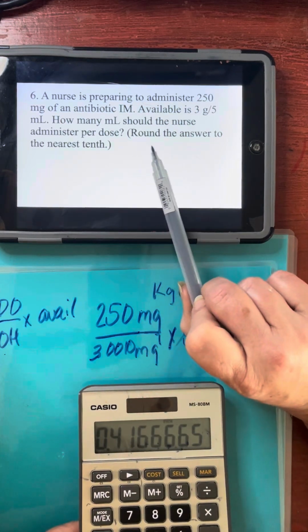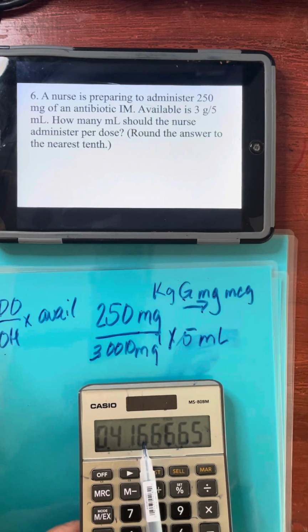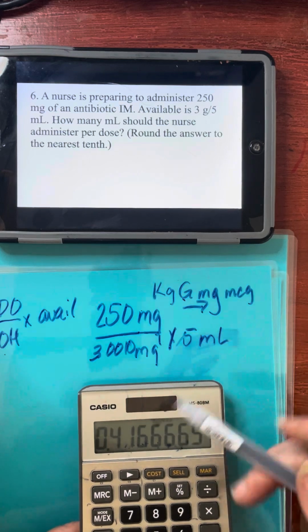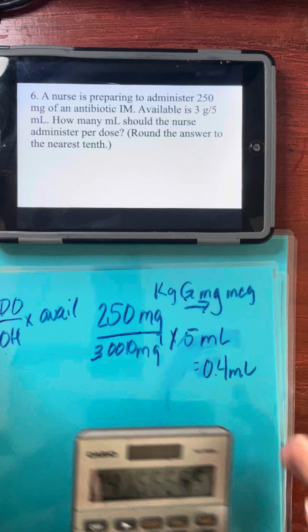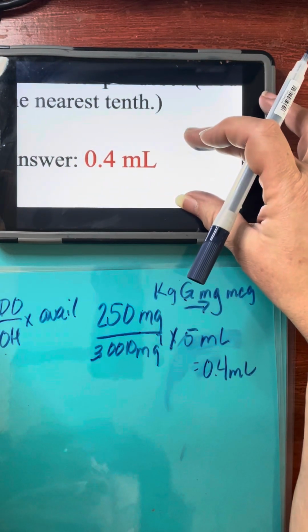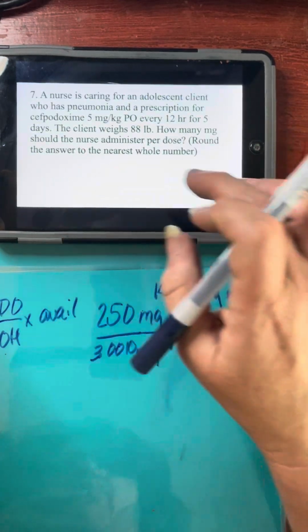And it tells you round the answer to the nearest tenth. So that 6 will make that 1 a 2, but that's all it's going to do. So the answer will be 0.4 milliliters. That's what we're going to give him. Look, boom. We saved another one. You see that? Right here in front of everybody.